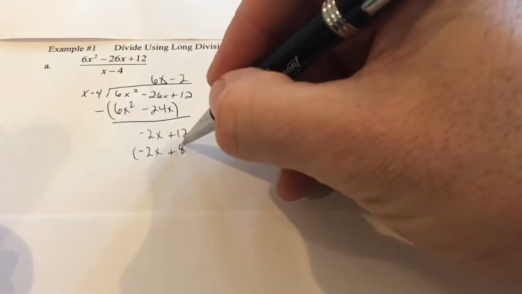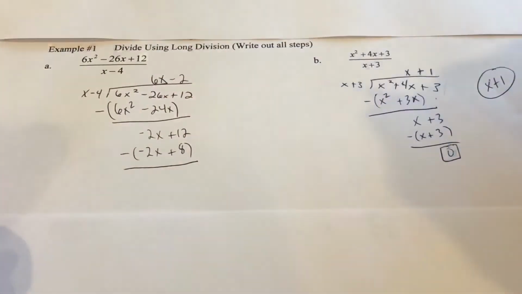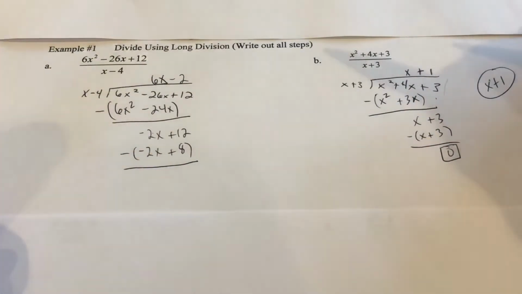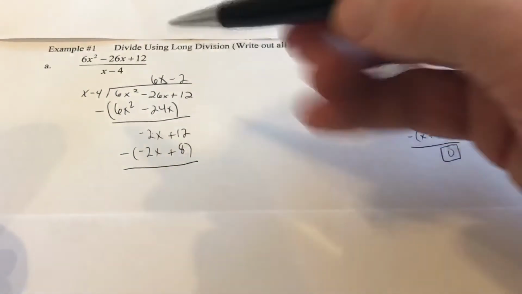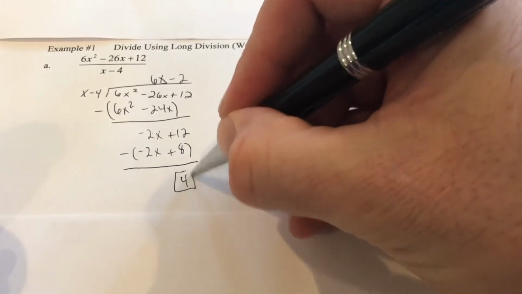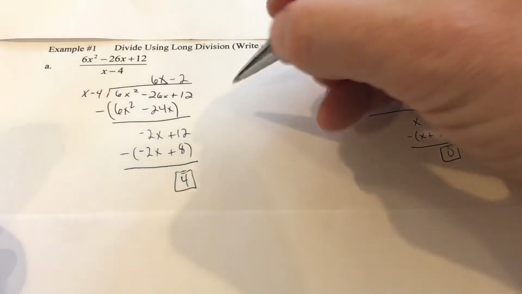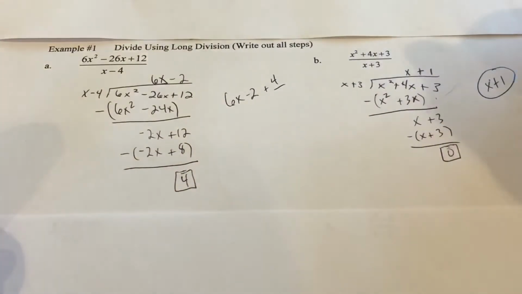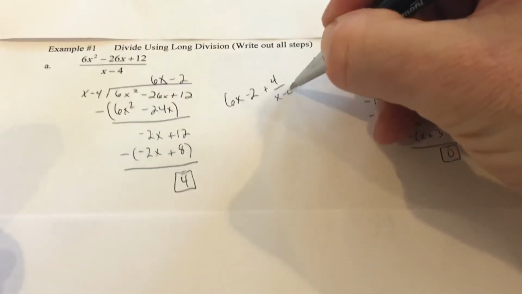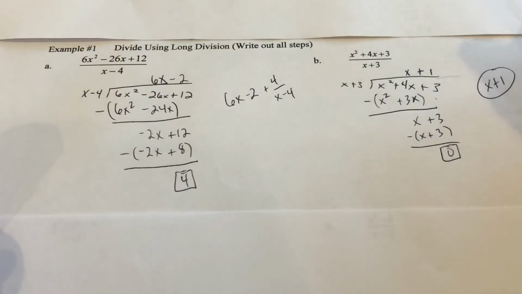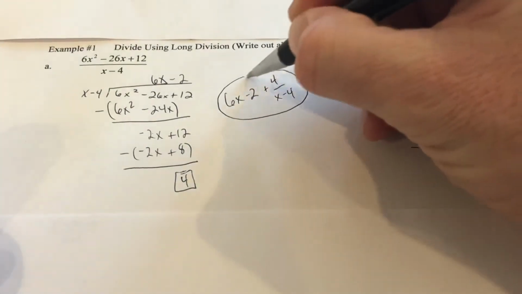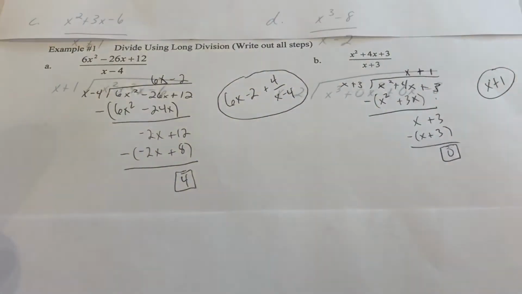So now then, I want to subtract, and I'm going to have a remainder this time. Again, negative 2x minus negative 2x, those cancel out. 12 minus 8 is 4, so that's going to be my remainder. So my quotient is 6x minus 2 with a remainder of positive 4. So we want to write it like this. 6x minus 2 plus 4 over the divisor, x minus 4. So that's my answer for problem A.